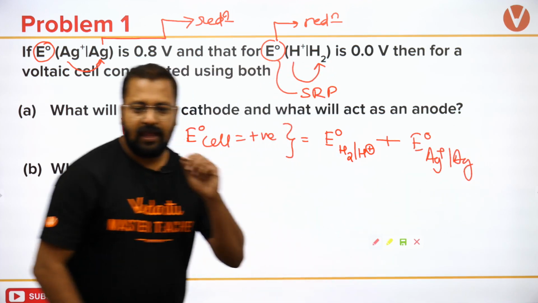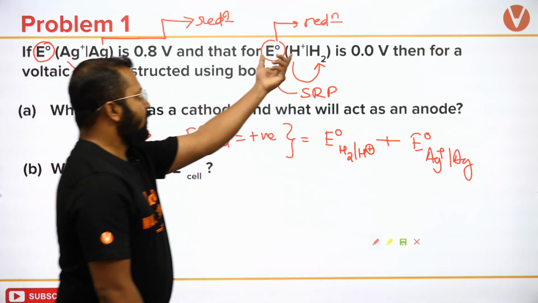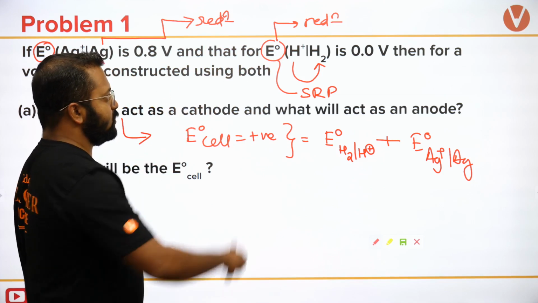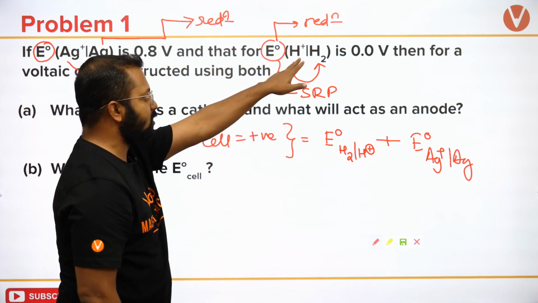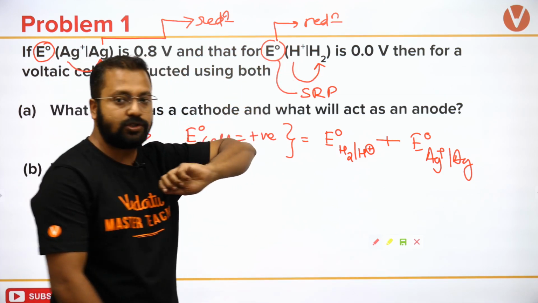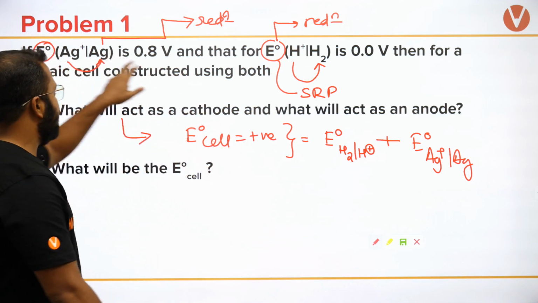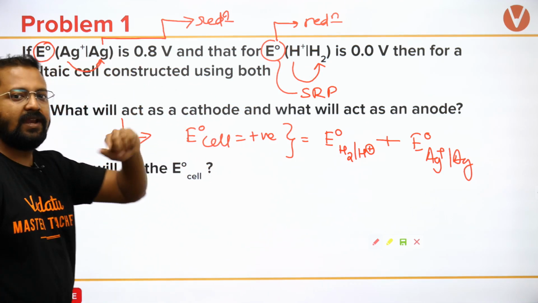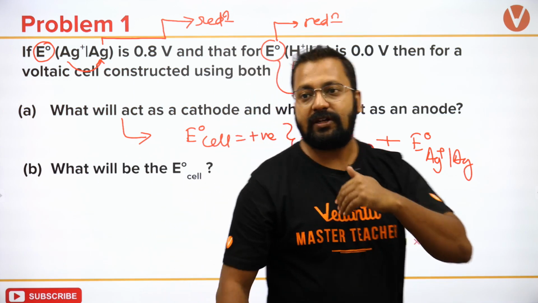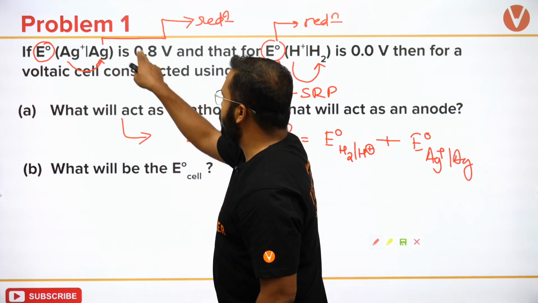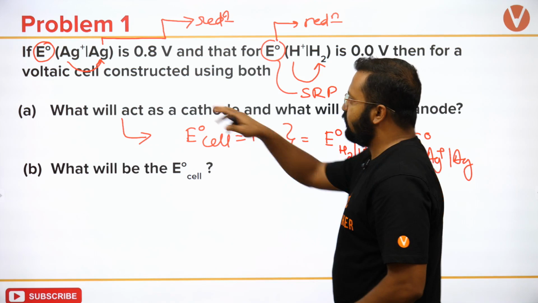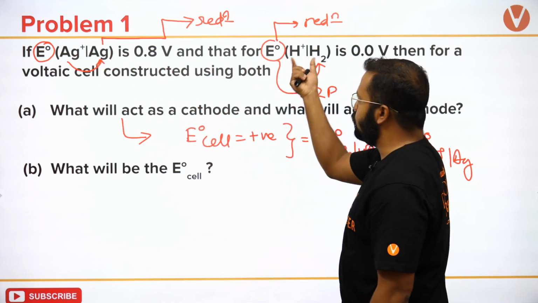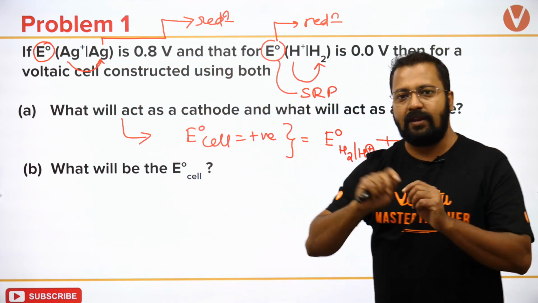Try and understand. Hydrogen, one of them has to undergo oxidation. If I oxidize hydrogen, it will still be 0. If I oxidize silver, it will be minus 0.8. So if I oxidize this and keep the other reduced, the total sum will be minus 0.8.